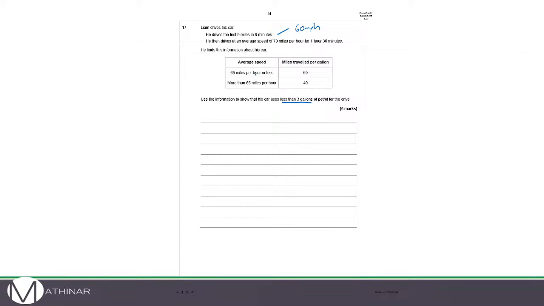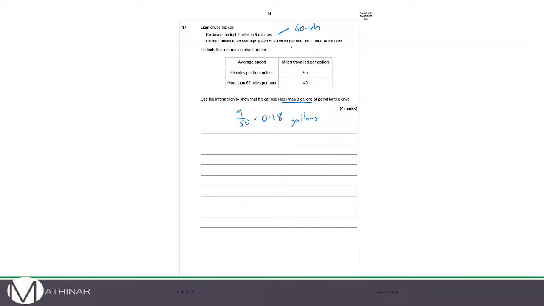So his average speed was initially 60 miles per hour, and he can travel 50 miles per gallon. Now he traveled 9 miles. So the first thing we're going to do is to work out the amount of petrol he's used in that first part of the journey. It's going to be the number of miles divided by the miles per gallon. So 9 divided by 50 is 0.18 gallons. So he's used 0.18 gallons in the first 9 miles of his trip.